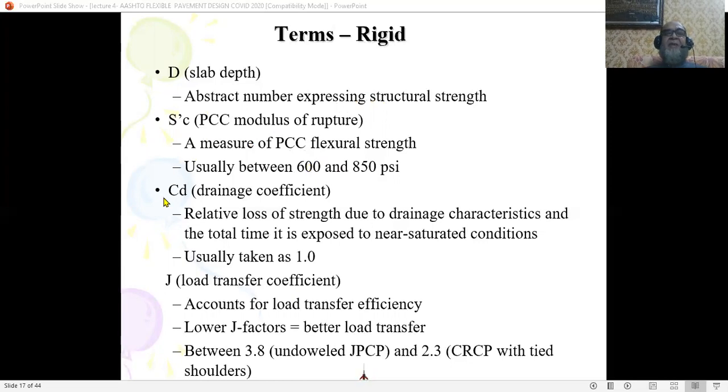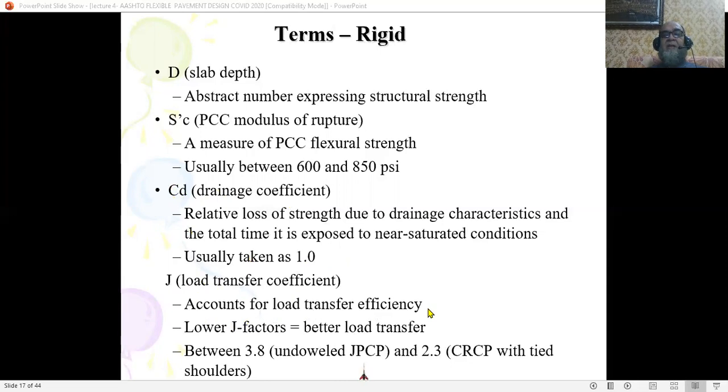In rigid pavement, we have a drainage coefficient as well, now abbreviated as CD, and we take it as 1, irrespective of the pavement area we are constructing. So just take it as 1.0. Then there is a load transfer coefficient. This accounts for load transfer efficiency.